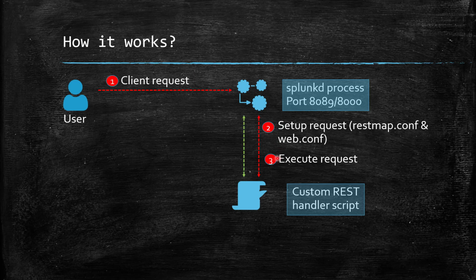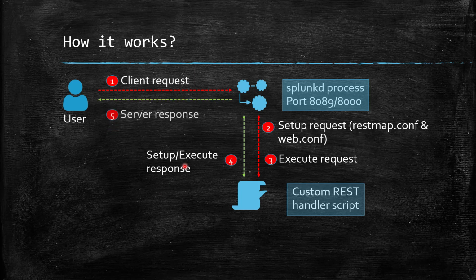Now the response needs to go to the end user. This script will also interact with the Splunk process for setting up and giving the response. Then Splunk will return that response as a server response to the end user. So this is the overall flow. For a single request, Splunk is creating two child processes, which is definitely expensive.